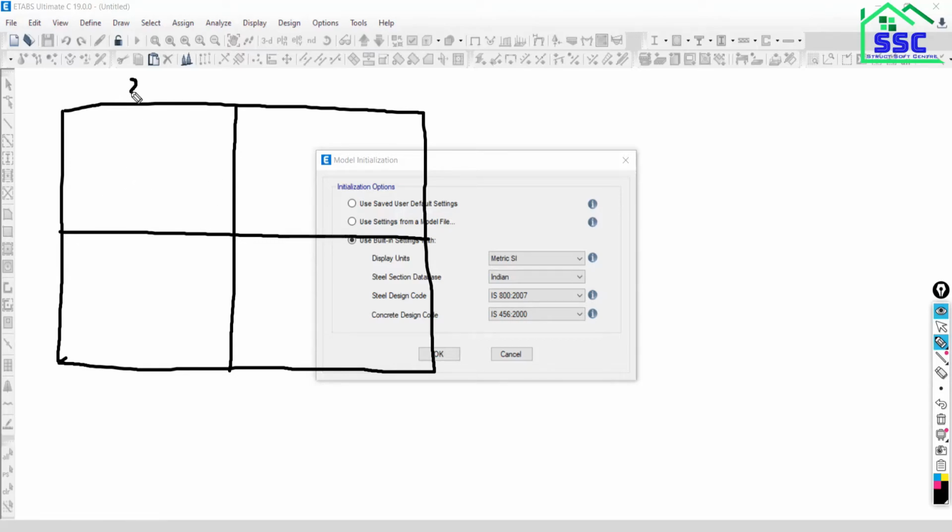Okay, let's say this is 3 meter, this is 3 meter, this is 3 meter, this is 3 meter. Every distance is 3 meter. This is also 3 meter, this is also 3 meter, this is also 3 meter. Every distance is 3 meter.